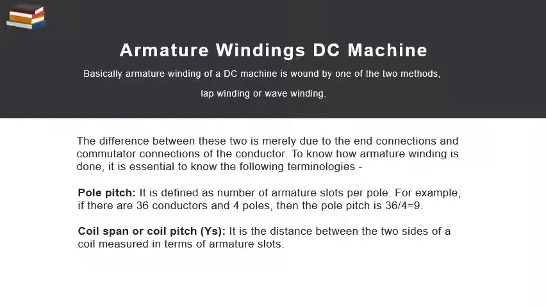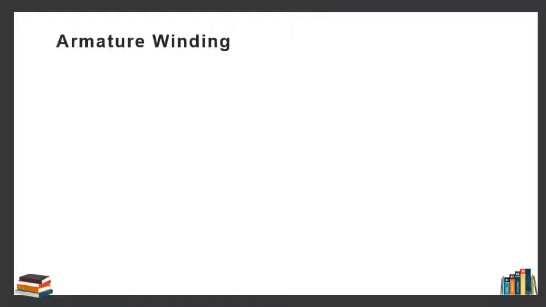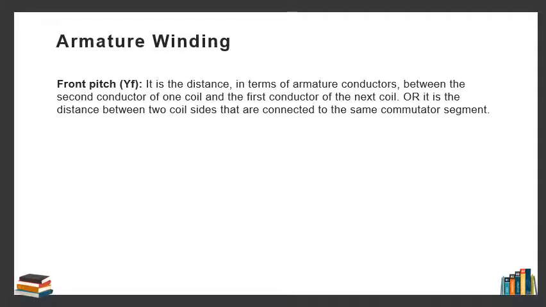Next, we know that coil span or coil pitch, represented by S, is the distance between the two sides of a coil measured in terms of armature slots. Next is the front pitch, represented by YF. It is the distance in terms of armature conductors between the second conductor of one coil and the first conductor of the next coil. Or it is the distance between two coil sides that are connected to the same commutator segment.